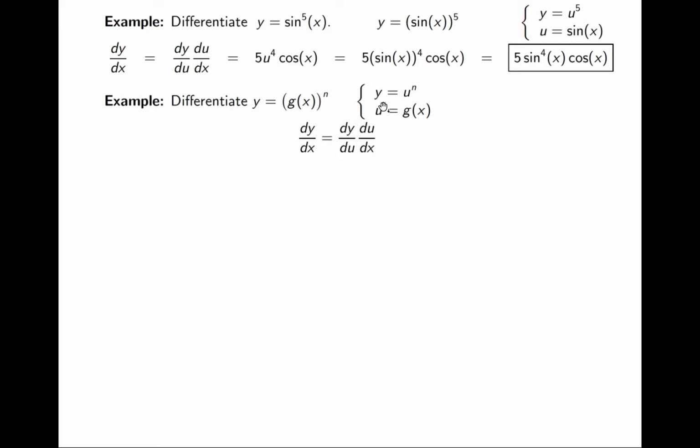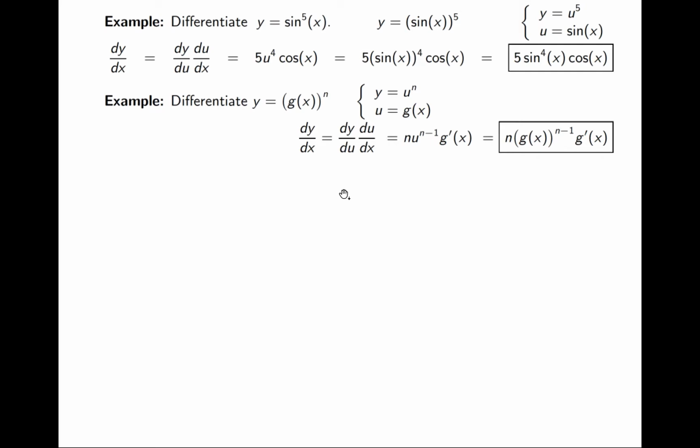dy du would be the derivative of y equals u to the n. That's n times u to the n minus 1. And then this du dx, that's the derivative of u equals g of x. Well, we don't have an explicit function for g of x. We're just going to have to write g prime of x. And we've almost got our answer. We just have to put in for u what it is in terms of x. Remember, u is equal to g of x. So we get as an answer n times g of x to the power of n minus 1 times g prime of x.